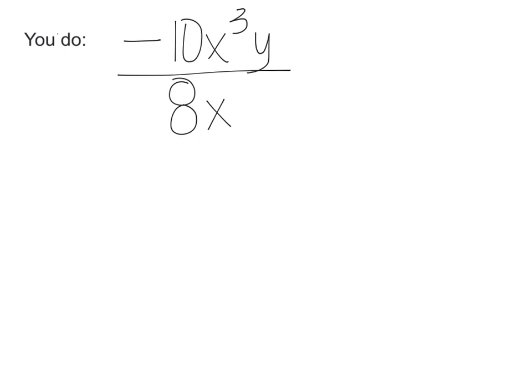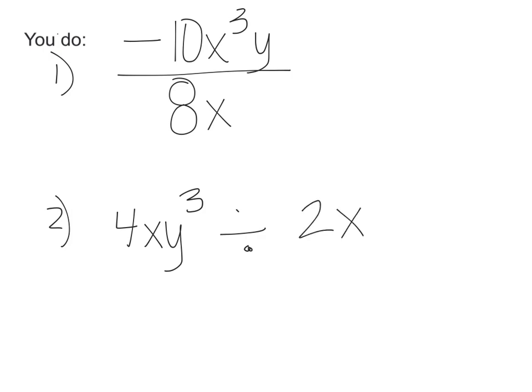And then a little bit of a trickier problem, we're going to do 4. So here's 1, here's 2. 4 times x times y cubed divided by 2x squared over 4y. So go ahead and solve those, and then please make sure that you submit into Schoology.